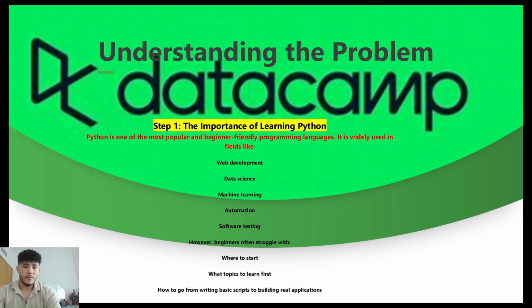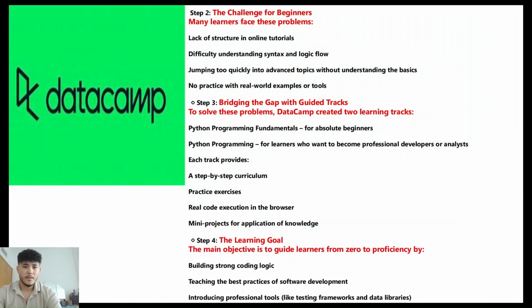And now this is the understanding of the problem. This is step one, the importance of learning Python. Python is one of the most popular and beginner-friendly programming languages, and it is widely used in fields like you can see. And this is the second step, the challenge of beginners. Many learners face these problems. And step 3, bridge the gap with guided tracks: to solve these problems I can create two learning tracks. And step 4, the learning goal. The main objective is to guide learners from zero to proficiency.